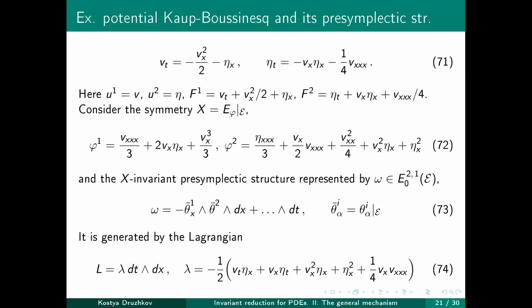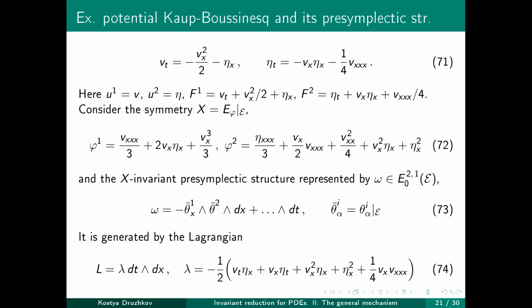Now let's consider the following example: the potential Kaup-Kupershmidt-like system given by formula 71 and its presymplectic structure. Here, v is u1, eta denotes u2. We have the corresponding components of the section, F1 and F2. And let's consider the following higher symmetry, given by its characteristic under formula 72. And let's consider the X-invariant presymplectic structure represented by omega, given under formula 73.